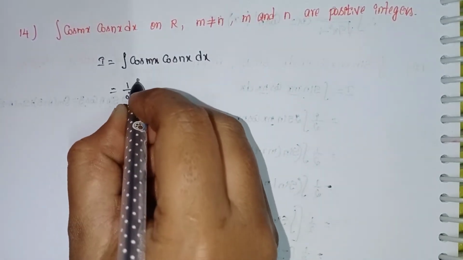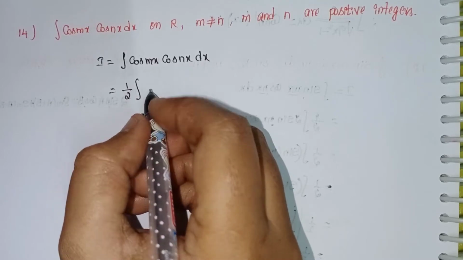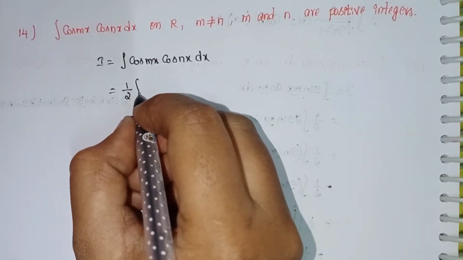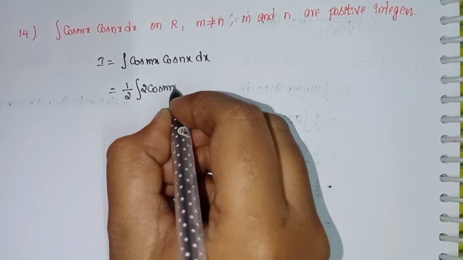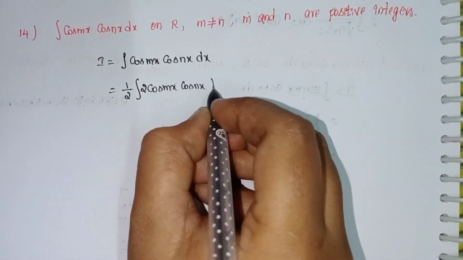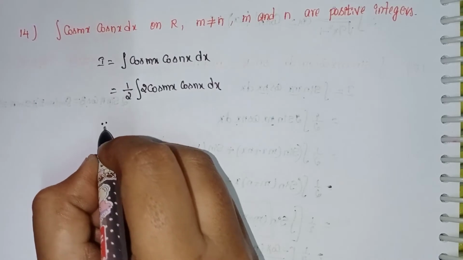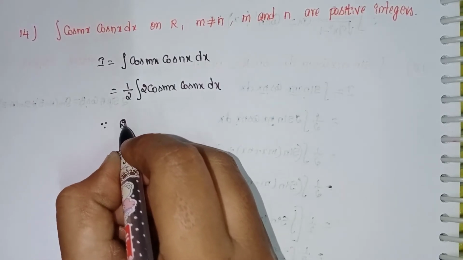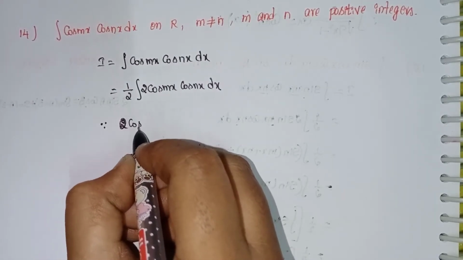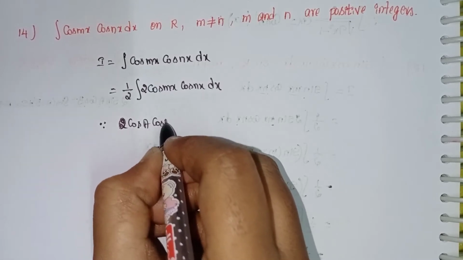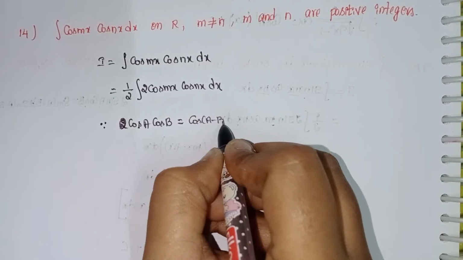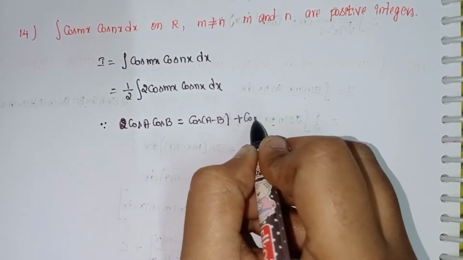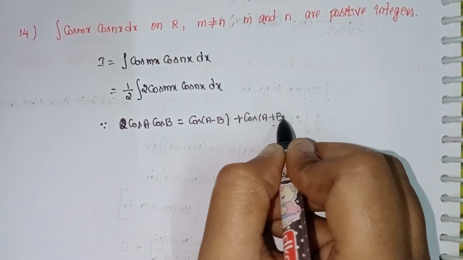Multiply and divide with 2. So, take common 1 by 2 outside the integration: integral of 2 times cos mx into cos nx dx. One formula is there: 2 times cos a cos b equals cos of (a minus b) plus cos of (a plus b).